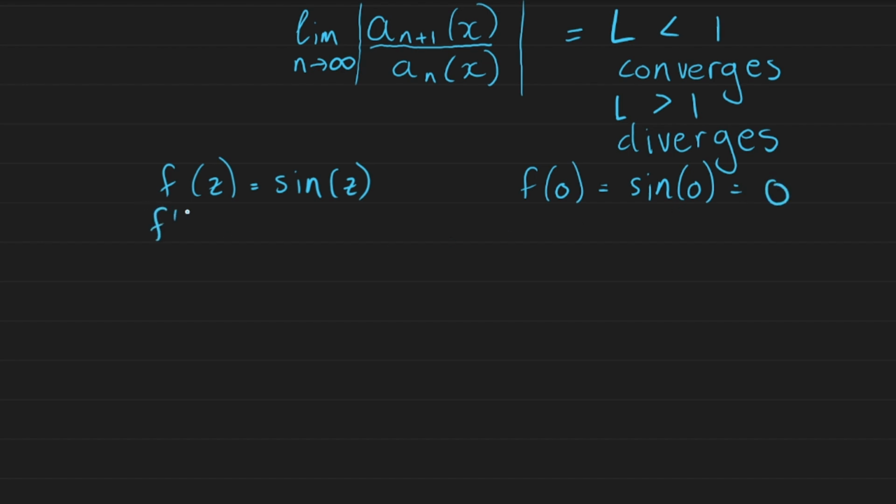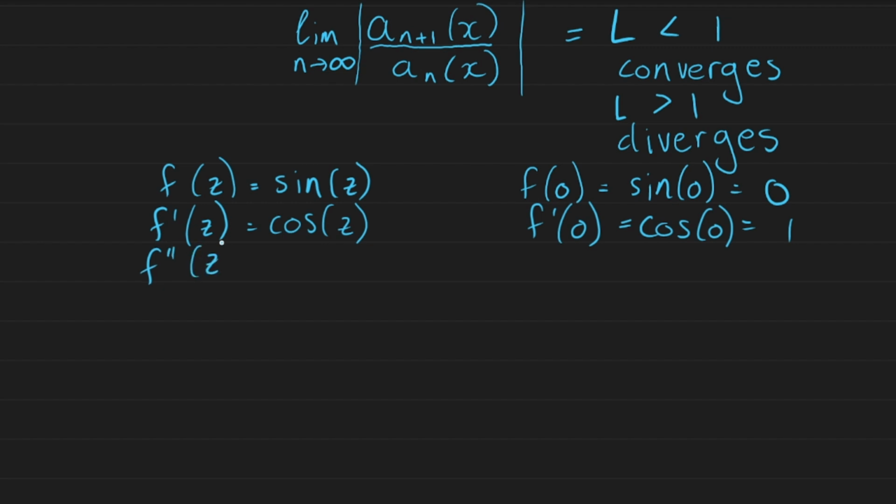Then we have the first derivative, which we need. Derivative of sine is cos. So we have cos z. Then we compute the first derivative at 0. So we have cos of 0, which is actually equal to 1. Then we compute the second derivative at z, and we see that that is minus sine. Derivative of cos is minus sine. We have minus sine z. Then we compute that second derivative at 0. So minus sine of 0 is just equal to 0 again.